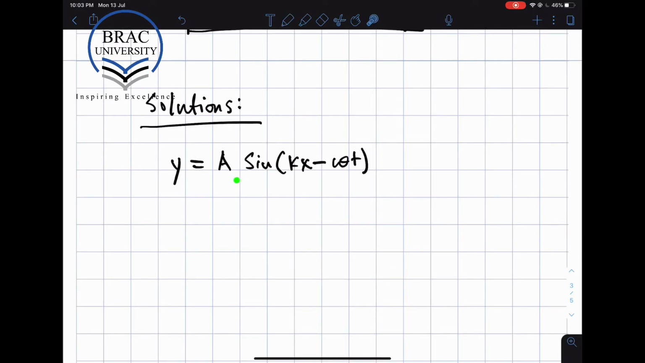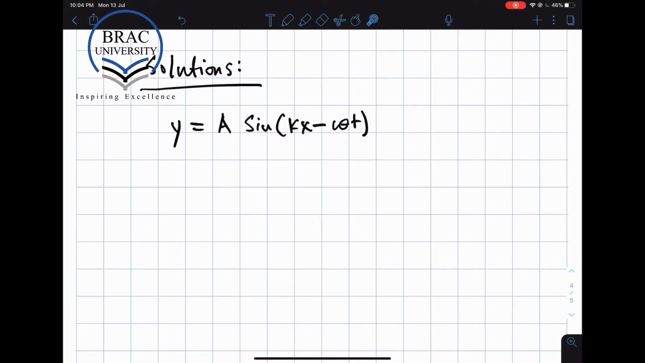So this is sine of kx minus omega t, and k and omega are constants. The sine function is a power series, so its argument has to be dimensionless. This is an angle, expressed in radians, and that is a dimensionless quantity. Whereas x and t are not dimensionless, so omega has to have dimension of 1 over time, and k must have dimension of 1 over length. All right, let's see if this can solve that wave equation.